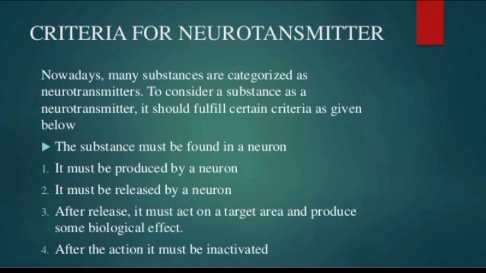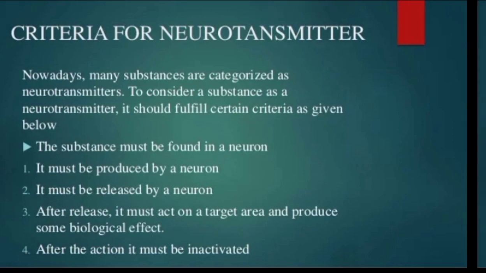The criteria for a neurotransmitter. Nowadays, many substances are categorized as neurotransmitters. To consider a substance as a neurotransmitter, it should fulfill certain criteria as given below. These substances must be found in a neuron. It must be produced by a neuron. It must be released by a neuron. After release, it must act on a target area and produce some biological effect. After the action, it must be inactivated.